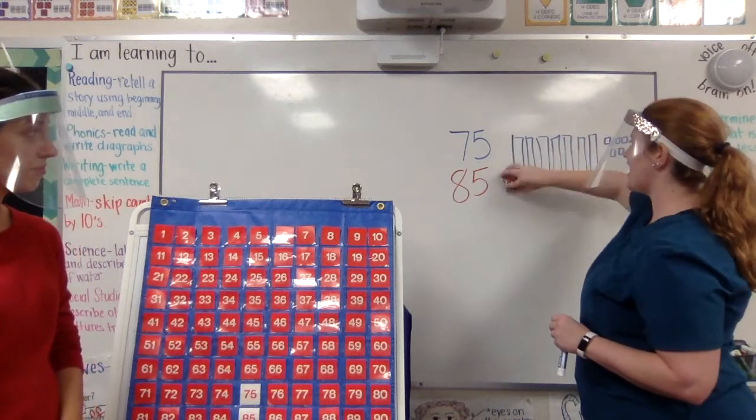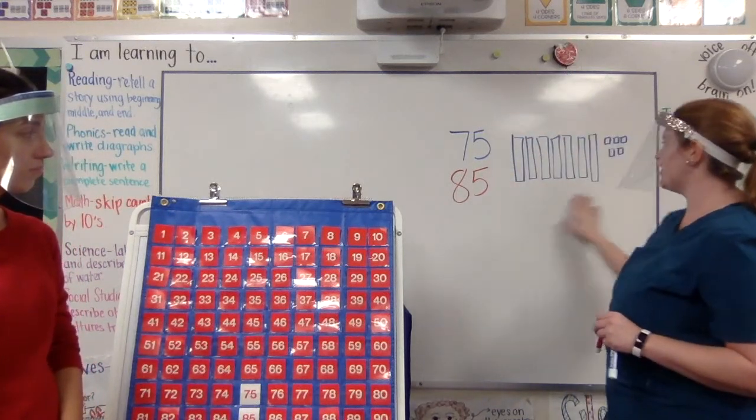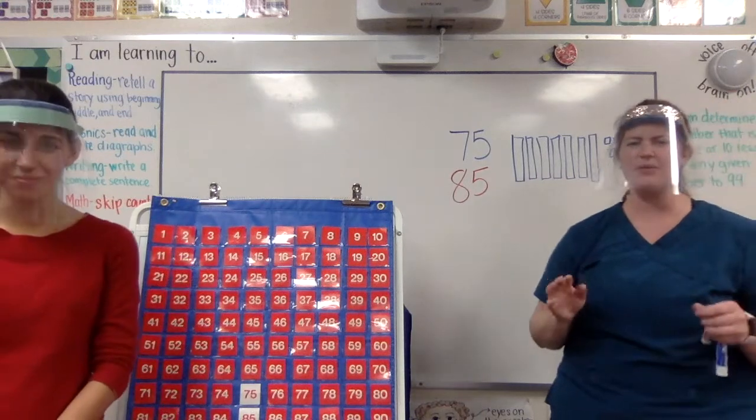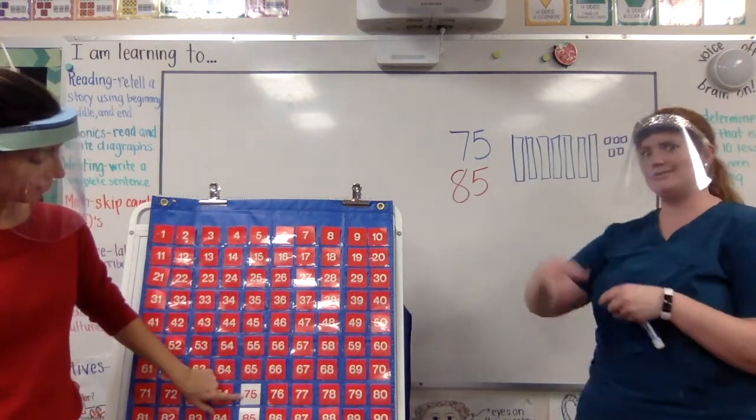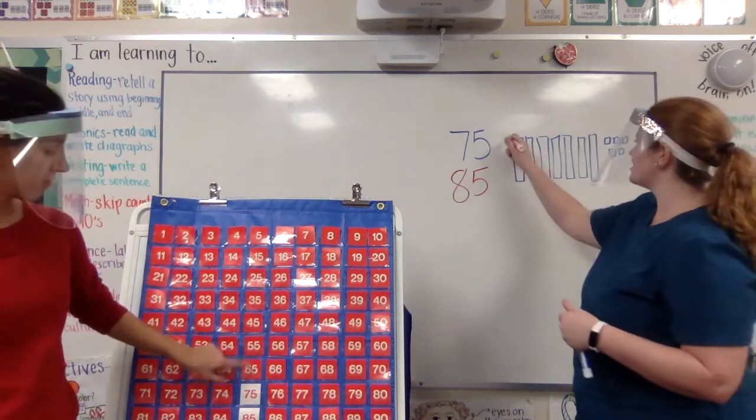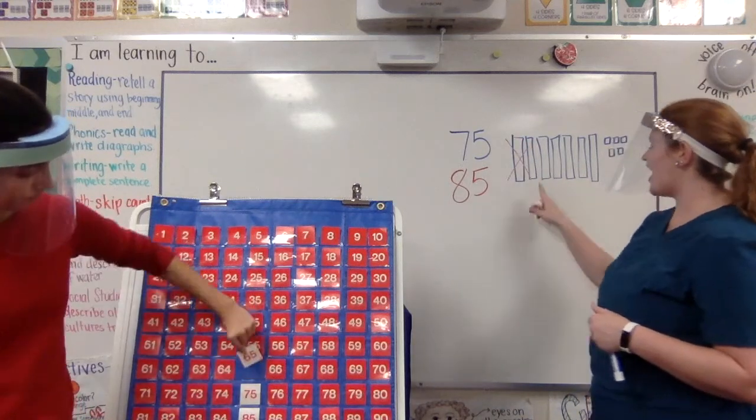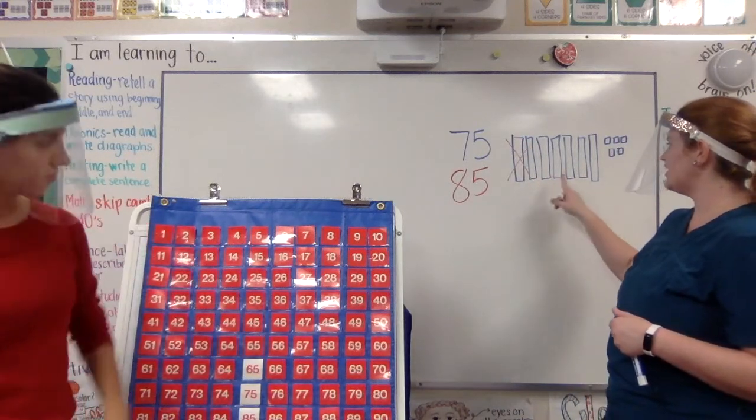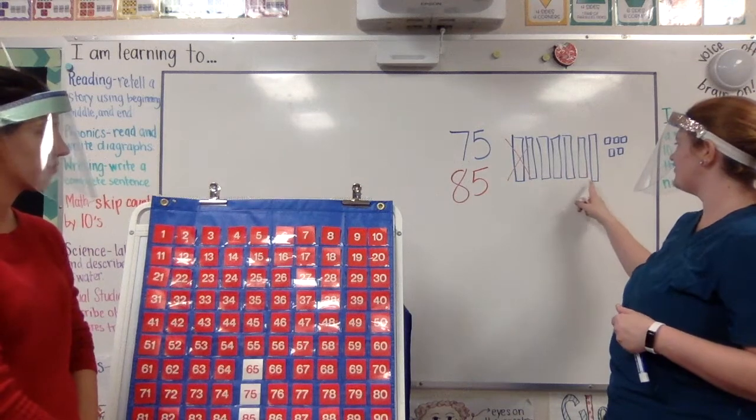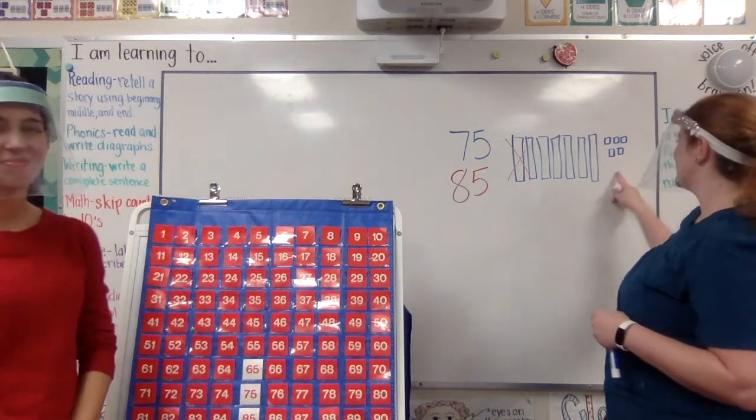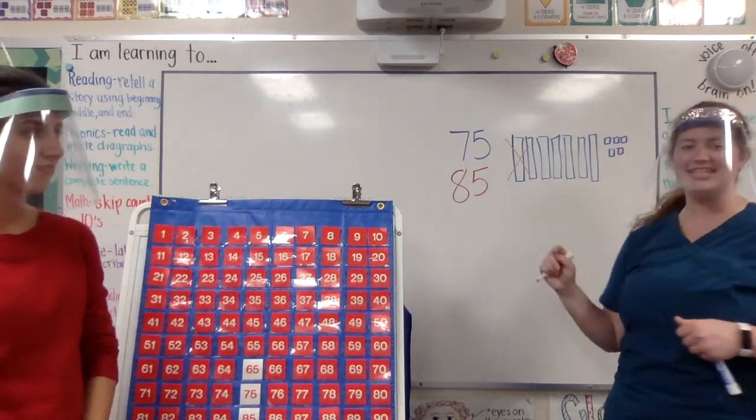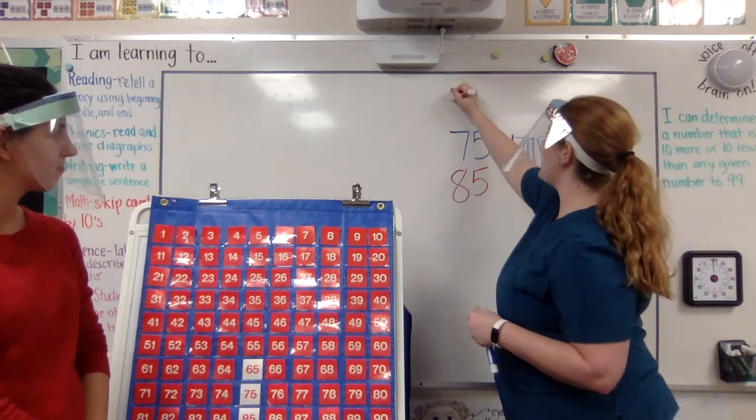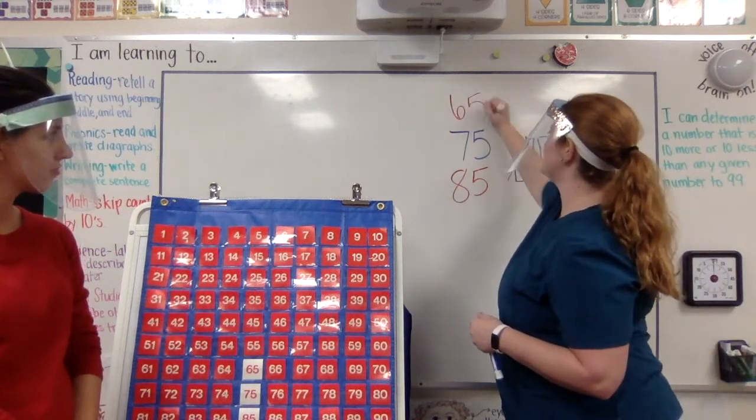Ooh, if I want 10 less, I need to go back to my original number, my 75. So I'm going to take that away because I added that. So here I am back at 75. If I want 10 less, I'm taking it away. So I'm going to cross one of these 10s off, and I have 10, 20, 30, 40, 50, 60, still with 5 1s, 65. So 10 less is 65.